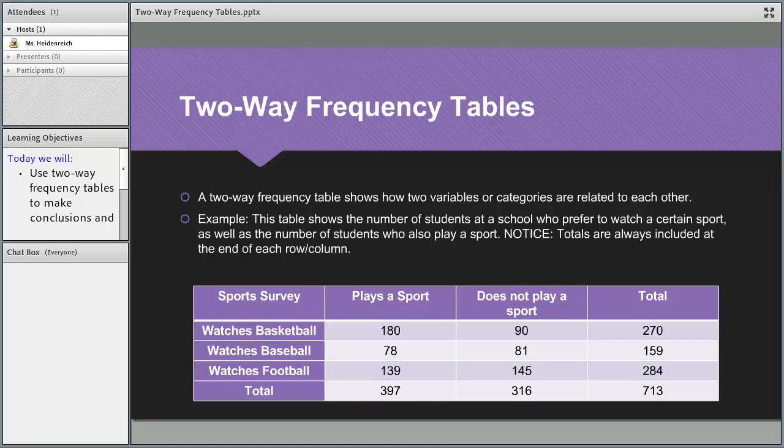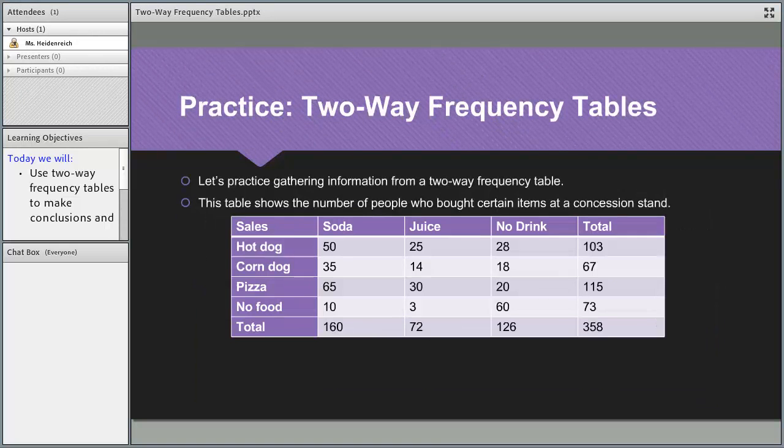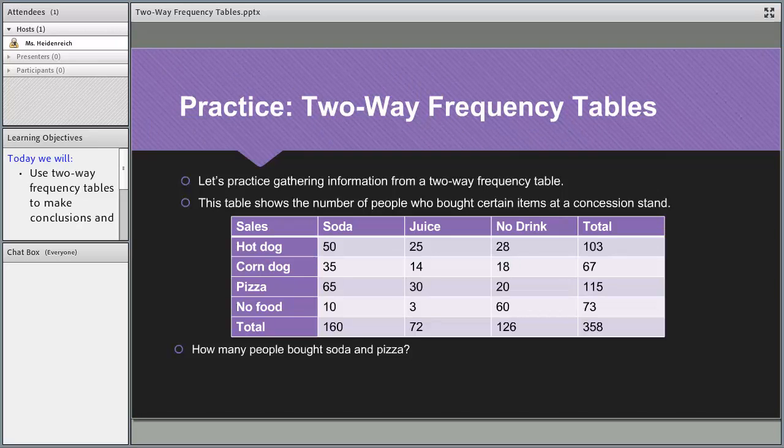We're going to learn how to calculate some statistics regarding that. But first, let's practice actually reading the frequency table. This example is showing the number of people who bought certain items at a concession stand. So we'll look at a couple questions together first.